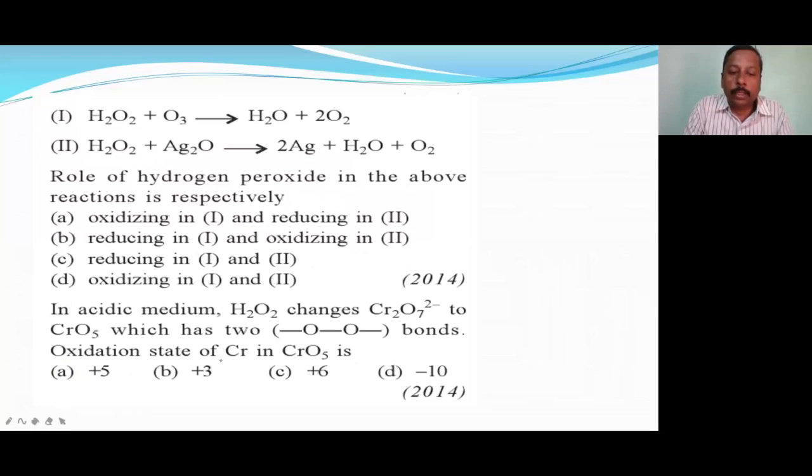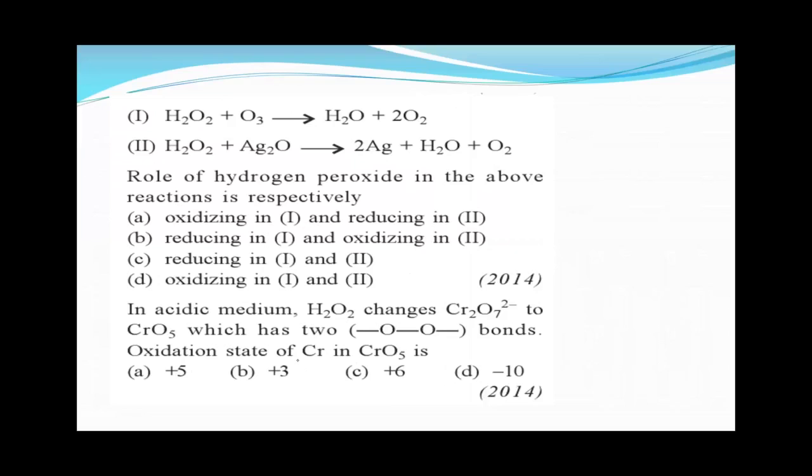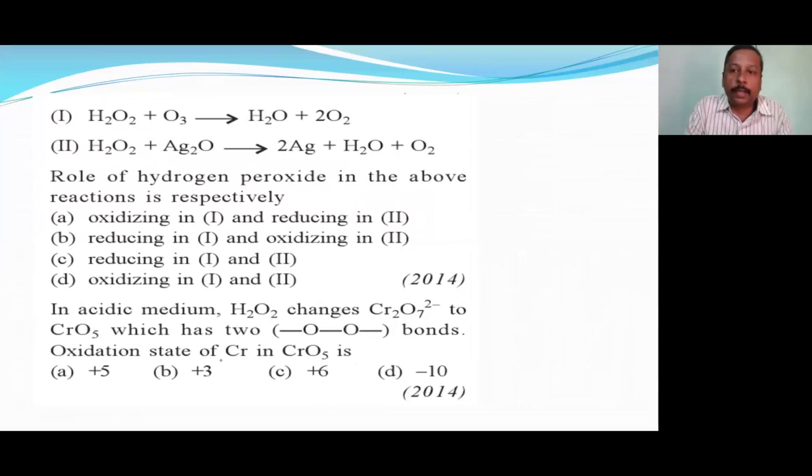Slowly we will do advanced level questions also, matrix match, integer type, like that. So try to be very fast to answer. Here two reactions are given and you have to identify the role of hydrogen peroxide in the above reactions respectively. In this reaction, H2O2 is what? That is what the question is.